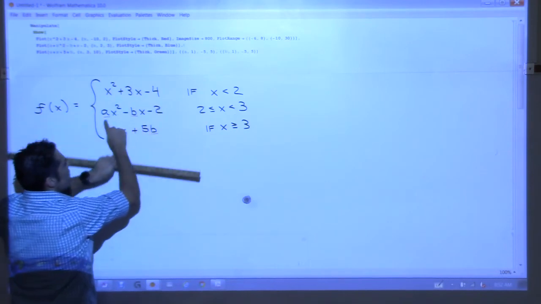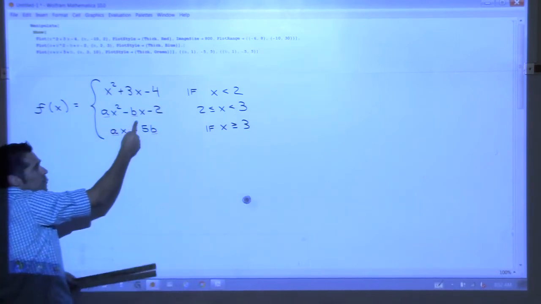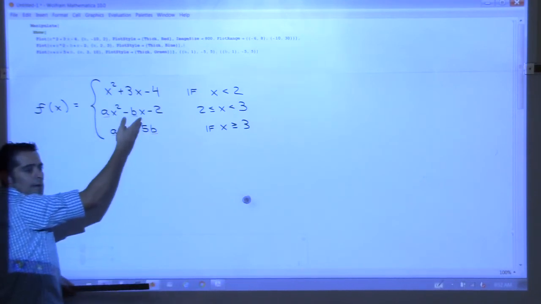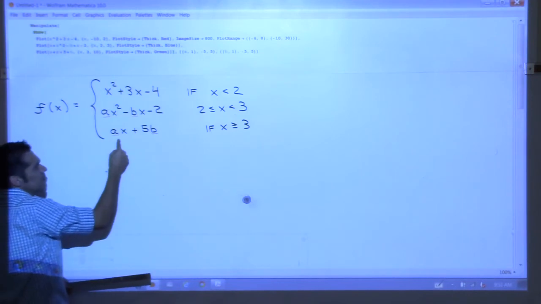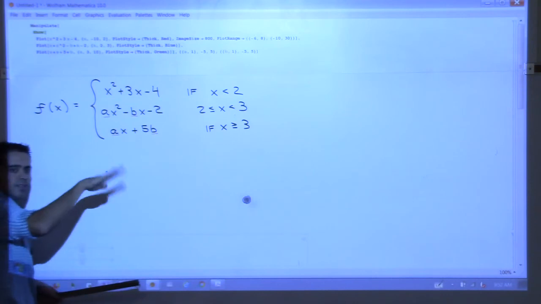Now, if I ask you to graph this one, you couldn't graph it for me because you don't know what a and b are, right? But you know it looks like a parabola. That's about all you know. But if I gave you a and b, you could graph it. Here, this is a line, isn't it? If I give you the number here and the number here, then it's some sort of line.